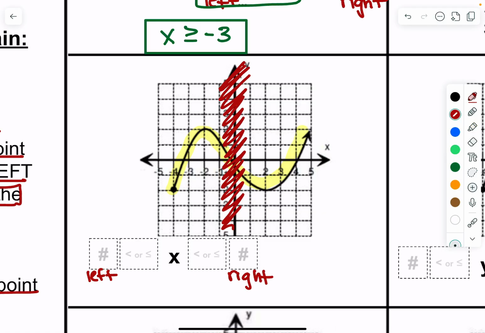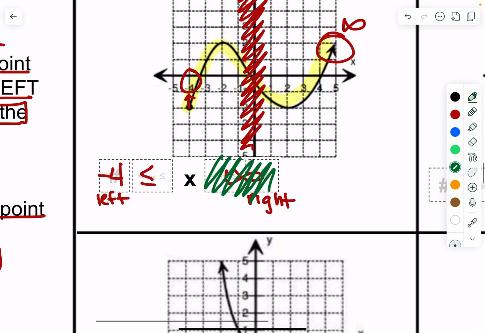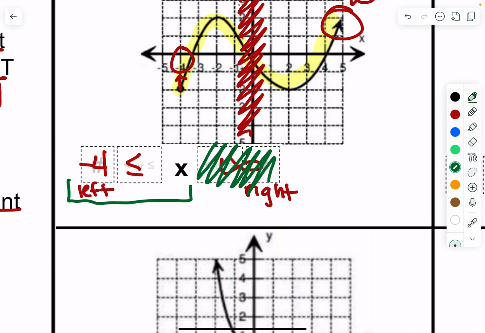Now, I have -4 for my left side, and that's closed, so I'm going to put the closed symbol. And I have an arrow. An arrow means it's going to infinity. It's going to go forever, so I'm going to put infinity here. And I also know that if it's infinity, I'm just going to delete it. I don't need it anymore. But again, this is where we have to flip everything. So it's going to be x, we're going to eat the x, -4. And that's my final answer.